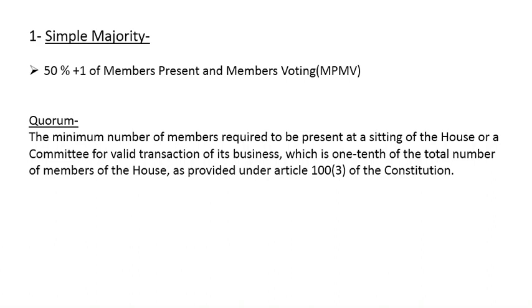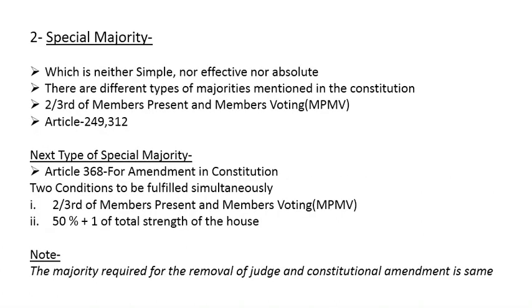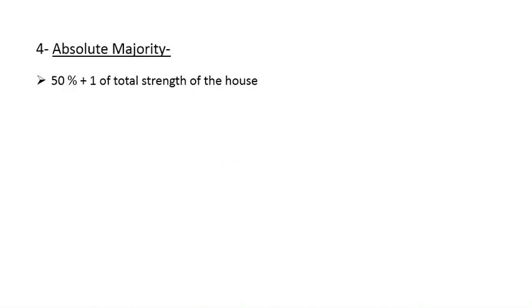Like for formation of new states or alteration of boundary, we just need simple majority, as stated in Article 3. Then we will first discuss absolute majority. It is 50% plus 1 of the total strength of the house. Even to form the government, this much majority is required. So this is not a very practical way of looking at the majority, because when a government is there, of course they have reached this stage after going through this majority. So this is not very used in a practical sense.